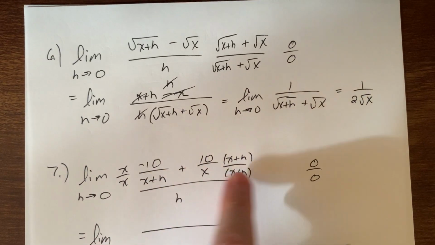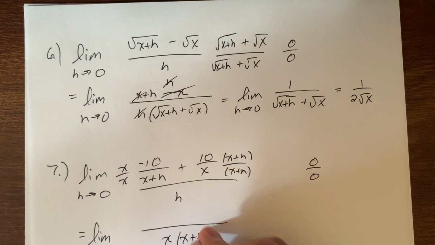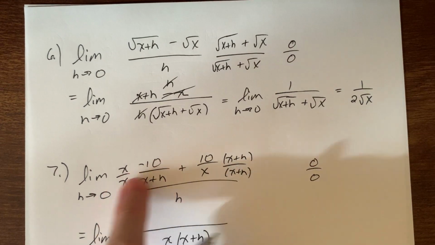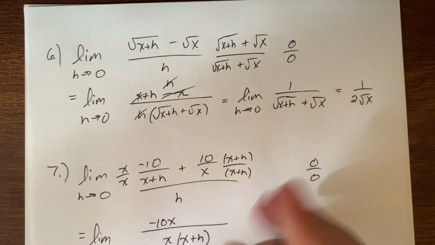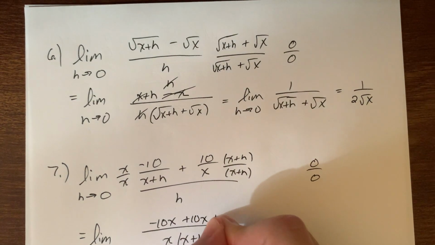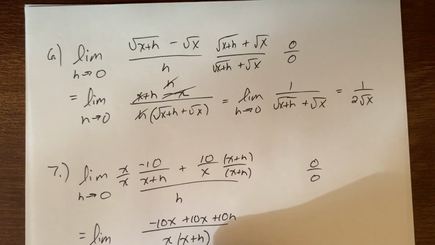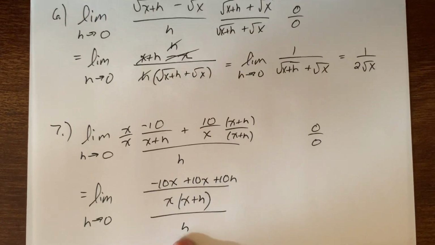My denominator just for the top will be x quantity x plus h. My numerator, I get a minus 10x here. Over here, I'm already going to distribute. I get plus 10x plus 10h. And not to forget, we're still all over h.